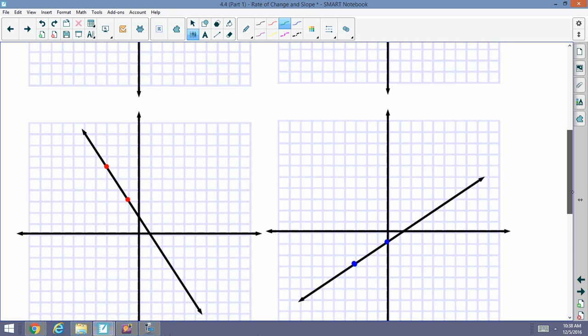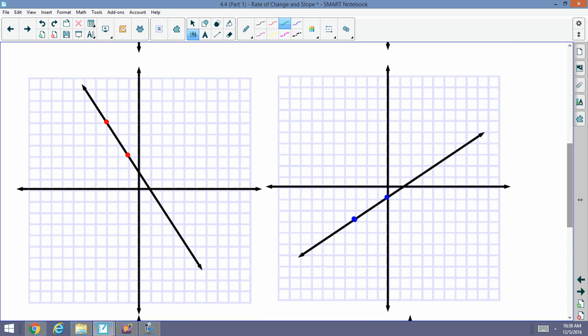Okay. So how about this guy? Will this be a positive or negative slope here? Okay. And what's my slope? I'm going down 1, 2, 3. And I'm going to the right 2. So I ran 2. So my slope is negative 3 halves. Yes. Very good. Excellent.